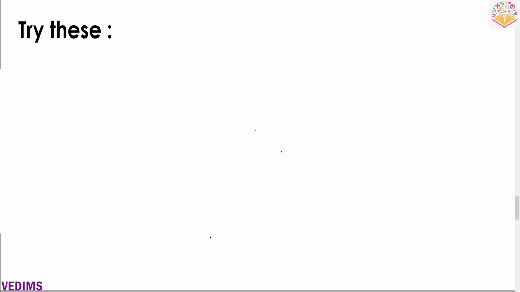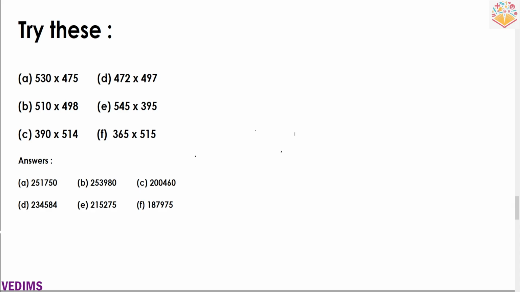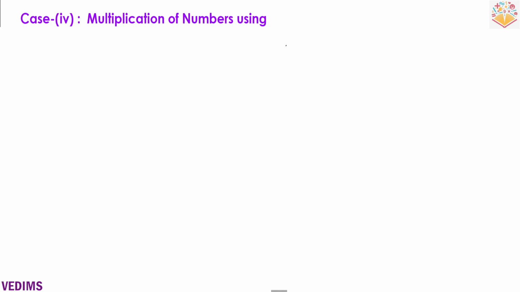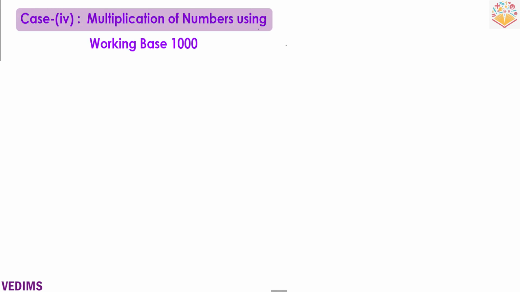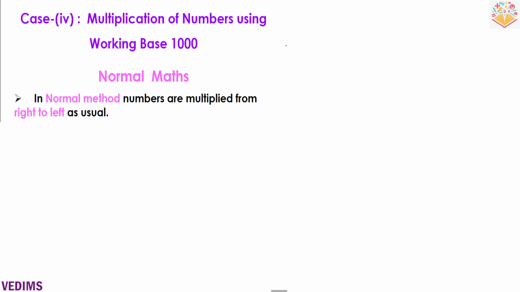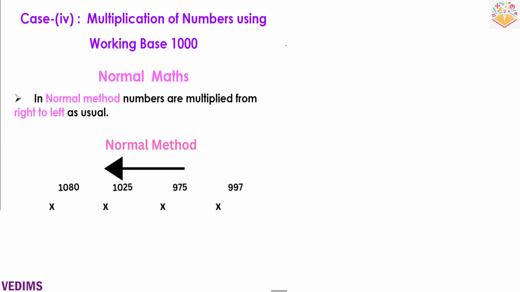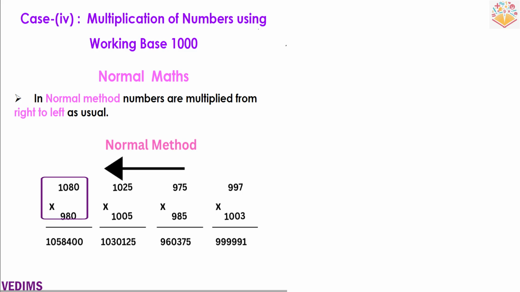Try these problems, my dear students. Verify your answers. If you are perfect, then move on to the last one, multiplication of numbers using working base 1000. Let us take the examples as usual. Multiplication from right to left, it takes a lot of time. Let us multiply. 1080 into 980 is 1058400.